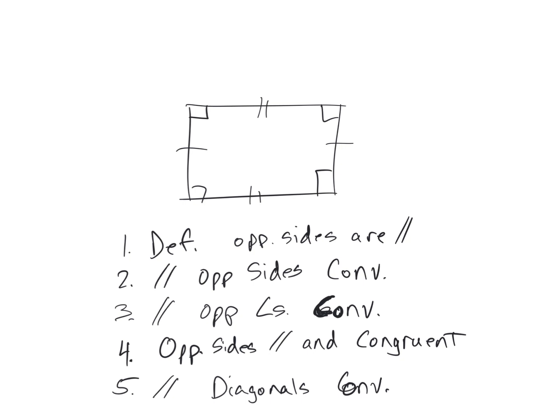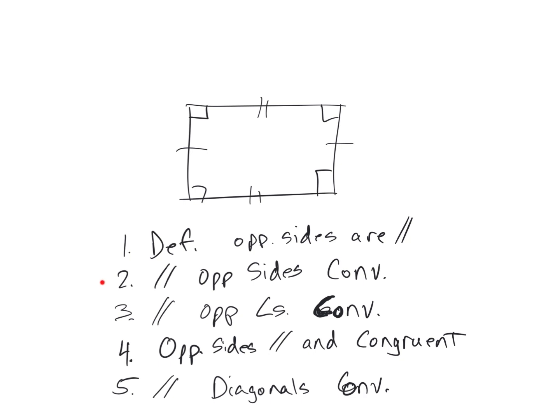So here's how you go about doing this. Number 1, are there any parallel markings? So that means definition of opposite sides are parallel. No, there are no parallel signs. Opposite sides are parallel and congruent. Well, you don't have any parallel sides to say that you have opposite sides are parallel. So those 2 are gone, all right? So that leaves 2, 3, or 5.